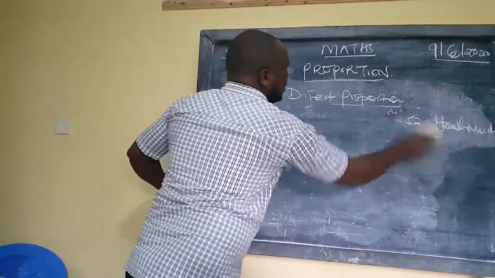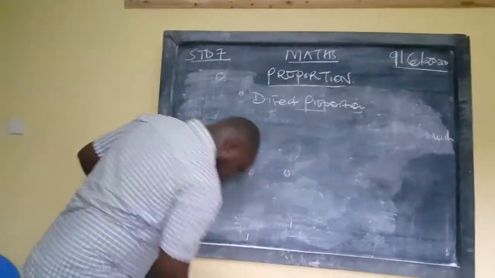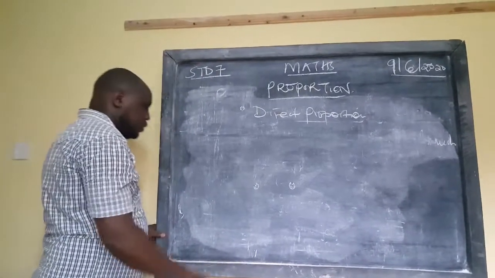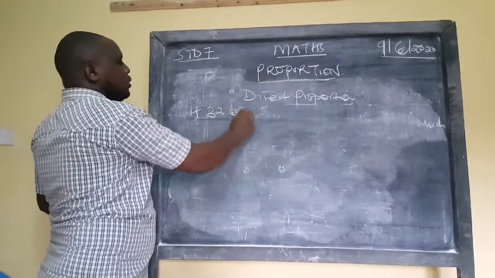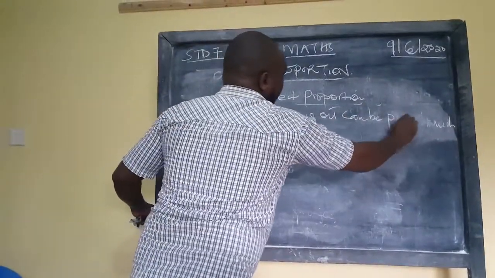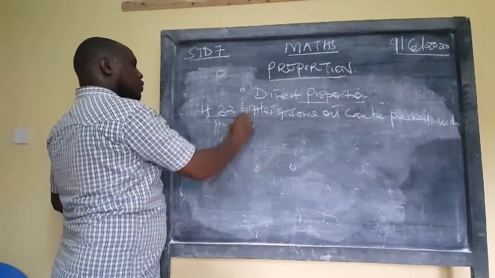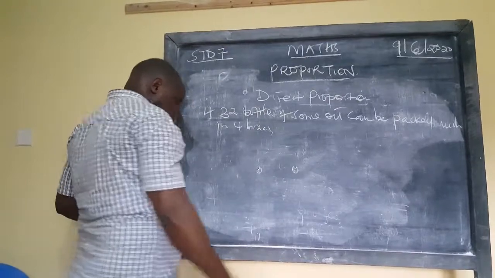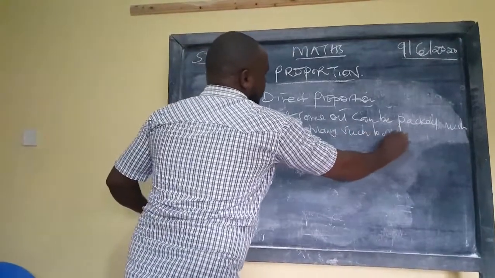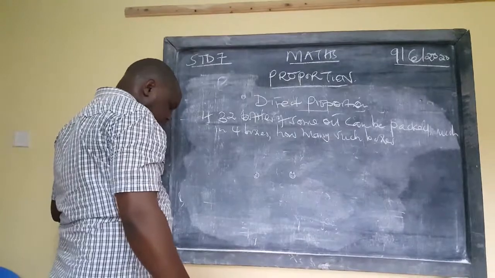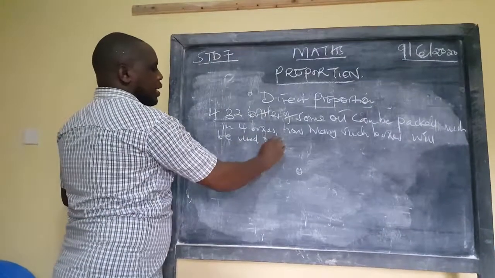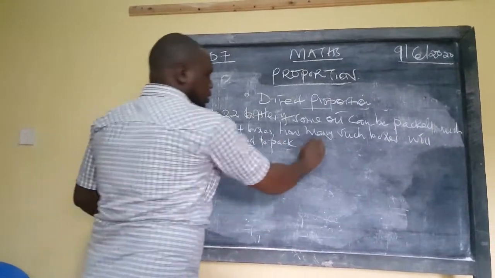Let's move to another example. It says, if 2 bottles of oil can be packed in 4 boxes, how many such boxes will be used to pack 128 bottles?